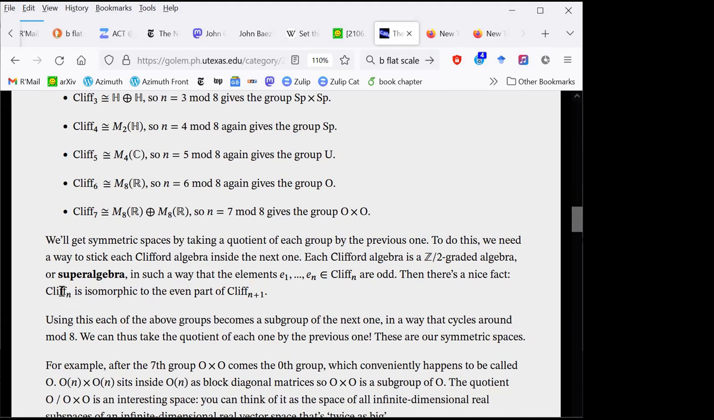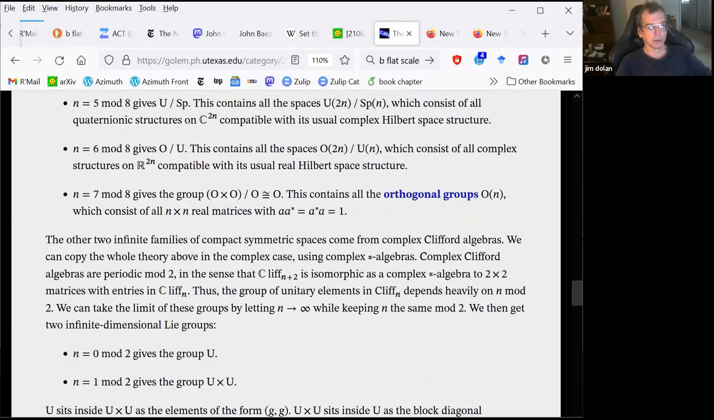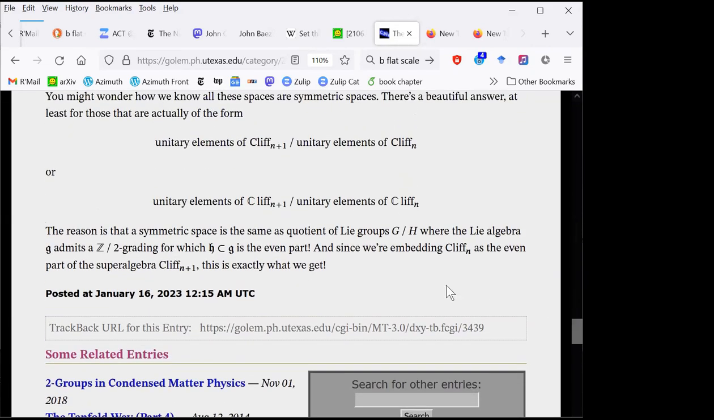But when you're done, you get a Lie group included in another Lie group. That is, the unitaries included in the unitaries here. And so you get a symmetric space because you certainly get a homogeneous space, and then for some reason it's symmetric. The reason I say down at the end here is that the big group's Lie algebra has a Z-mod 2 grading because of this super stuff.